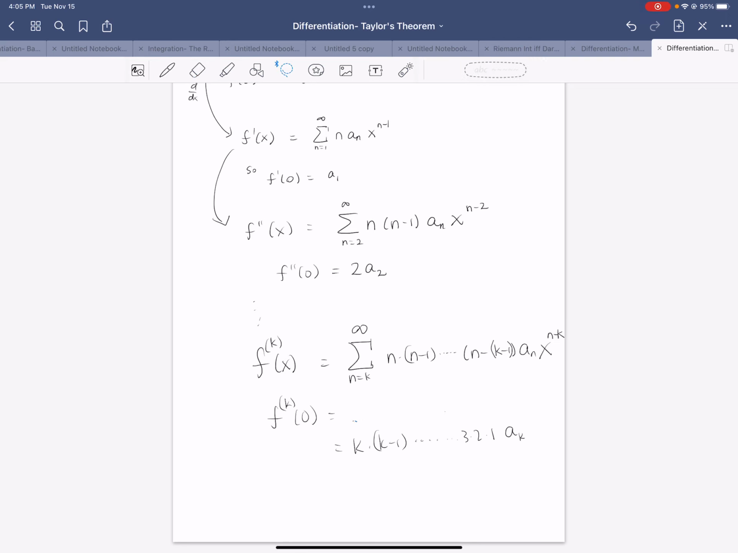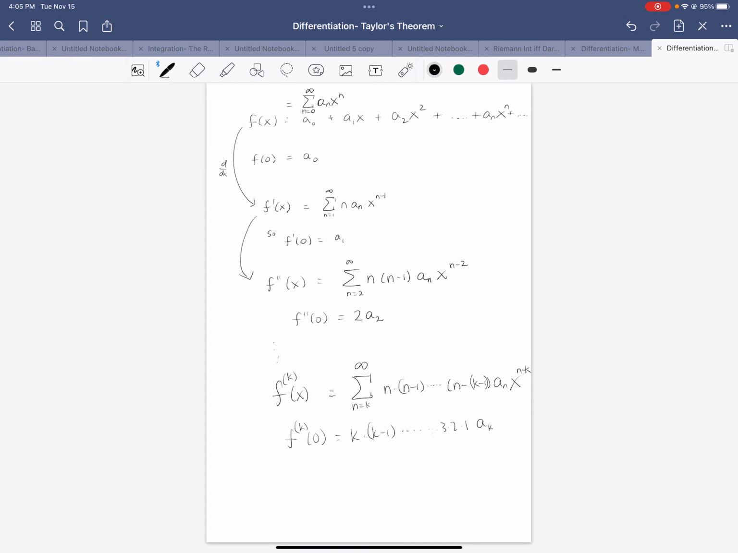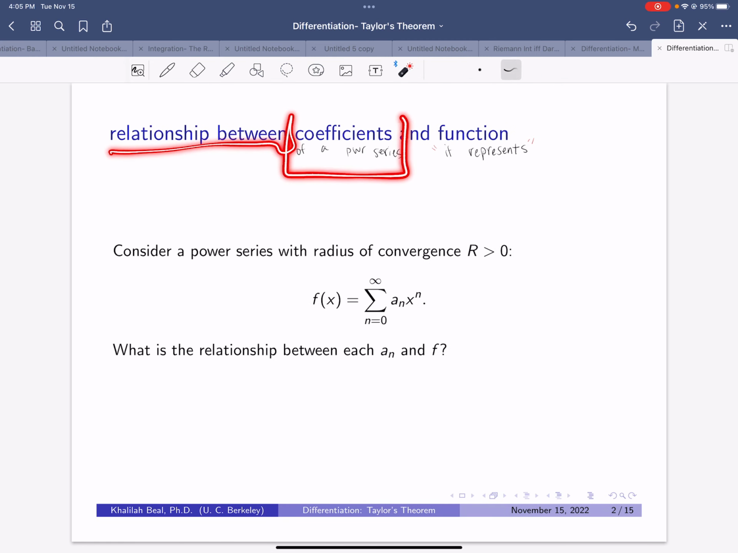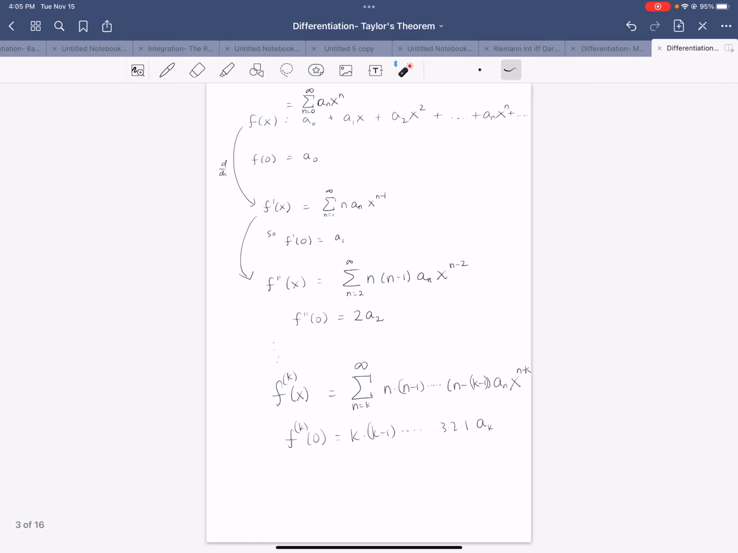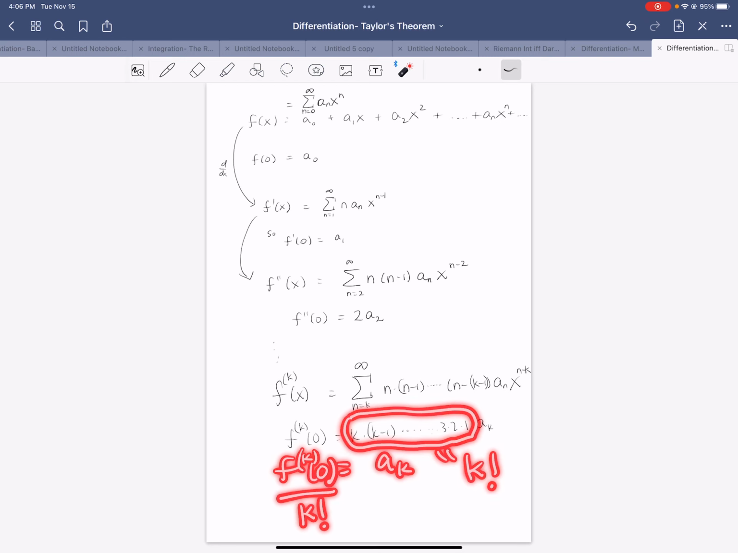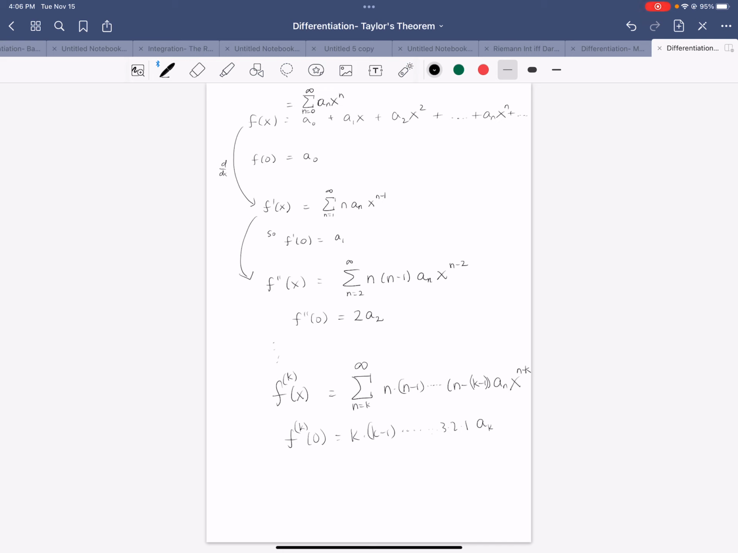So I'm able to see that I now have a formula. The formula that I have that determines the relationship between the coefficients of the power series and the function it represents is as follows. A naught is f of 0. A1 is f prime of 0. A2 is going to be f double prime of 0 over 2. Right? And then a sub k is the kth derivative of f at 0 divided by k factorial, because all of this is equal to k factorial. So my overall formula is that a sub k will be equal to the kth derivative at 0 divided by k factorial.